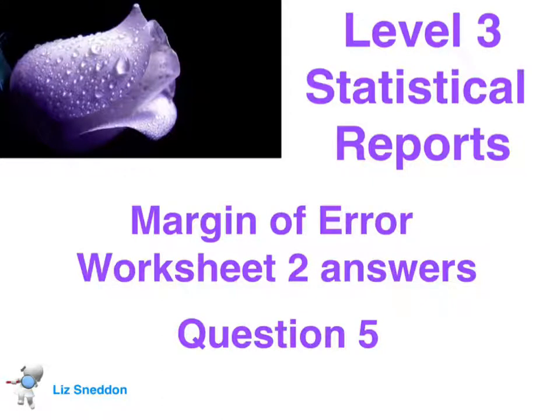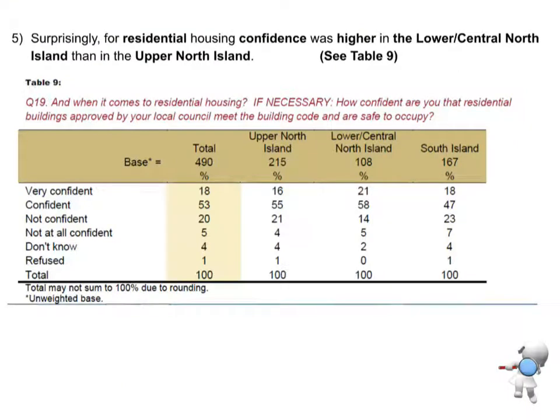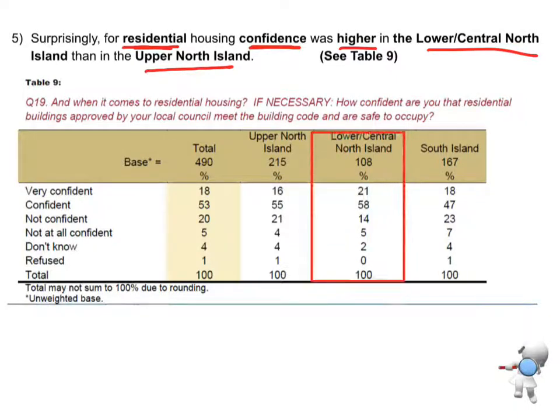Here is the answer to question 5 in worksheet 2. So our question here, the claim, is about residential housing, and we're talking about confidence being higher in the lower central North Island than in the upper North Island. We're talking about the lower central North Island compared to the upper North Island, and the residential one being confidence being higher.